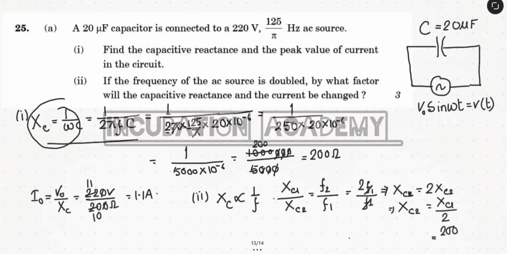Here Xc1 is for the frequency of 125 by pi hertz, and Xc2 is for the frequency when it is doubled, which means 250 by pi hertz. So 200 by 2 equals 100 ohm. If the frequency is doubled, then the capacitive reactance is halved, very simply, because they are inversely proportional to each other. Xc is proportional to 1 by F. Okay, thank you all of you.